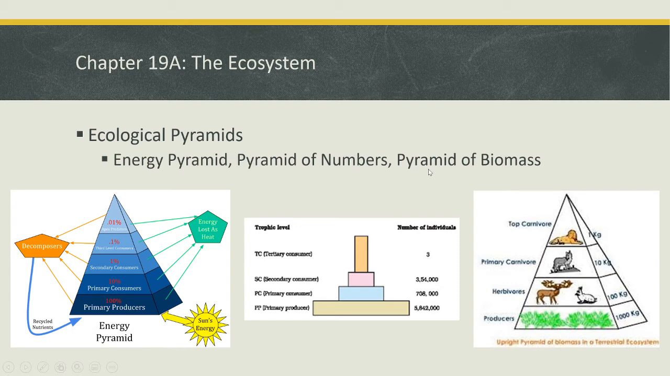And so this is the third kind of pyramid, a pyramid of biomass, where here the producers, you have about 1,000 kilograms of mass in this particular ecosystem. And then the herbivores, the primary consumers, you have about 1,000 kilograms. And then the primary carnivore, also known as the secondary consumers, you have about 10 kilograms. And then at the top, you only have about 1 kilogram of mass.